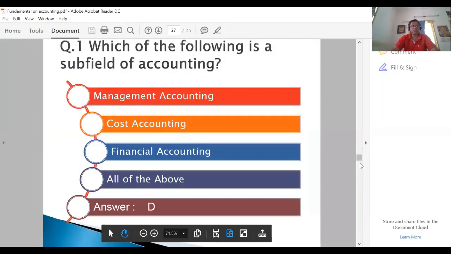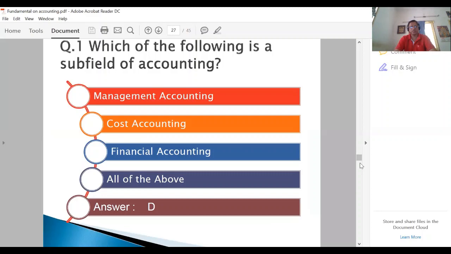Right. Which of the following is a subfield of accounting? The subfields of accounting are management accounting, cost accounting, and financial accounting. All of the above is the answer, right? The subfields of accounting include management accounting, cost accounting, and financial accounting.